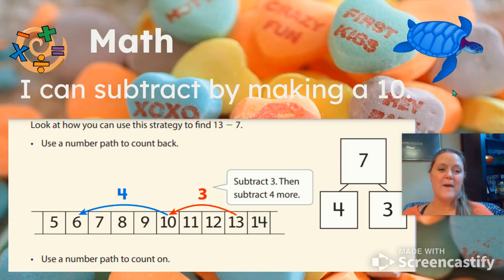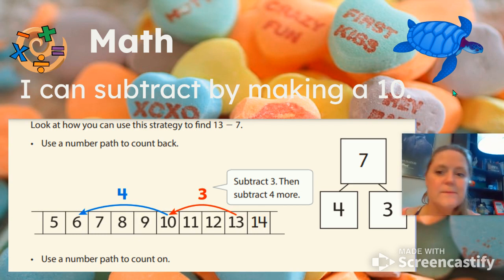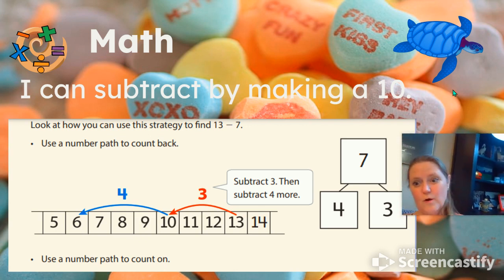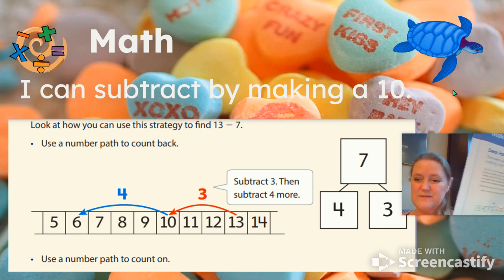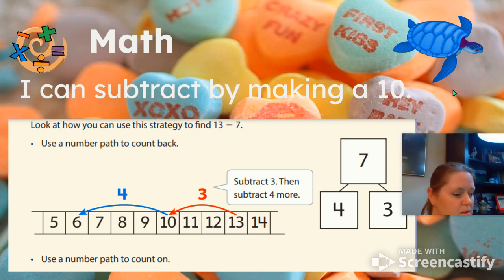All right, so math this week, I can subtract by making a 10. This strategy helps students understand making 10 can also be used for subtraction. You are going to get a family letter. Please try to go over that letter if you can. It does give some good ideas of what strategies we're using, and there's an activity you can do on the back with your student.